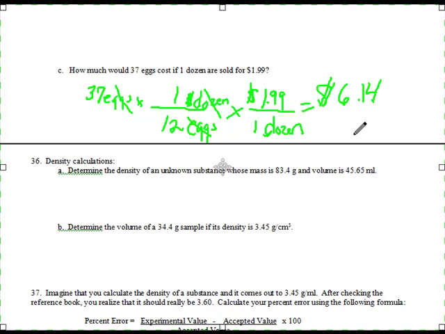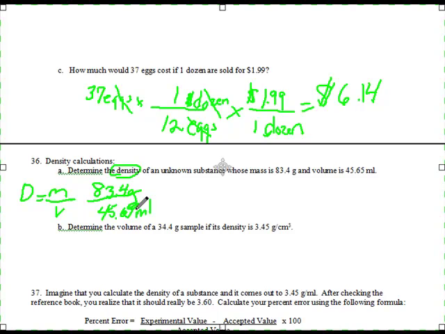Oops, $6.14. Okay, density. Now there's 2 ways you could do density. You could do it the old-fashioned way you guys learned, where it's D equals mass divided by volume. Now this problem is pretty straightforward because that's the only way you're going to solve for density. Later on we're going to see it as a conversion factor, and I'll solve the problem 2 ways. But density equals mass divided by volume. So you're going to put the mass on top, 83.4 grams, keep your units there. And then down on the bottom you're going to put your volume, 45.65 milliliters. So we want to see the relationship between grams per milliliters.